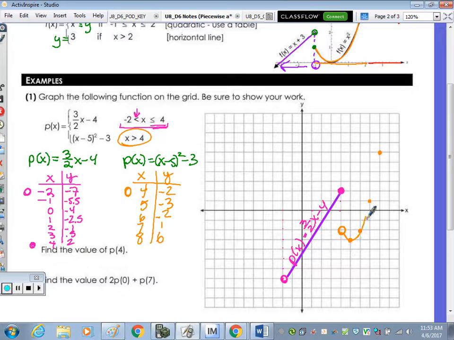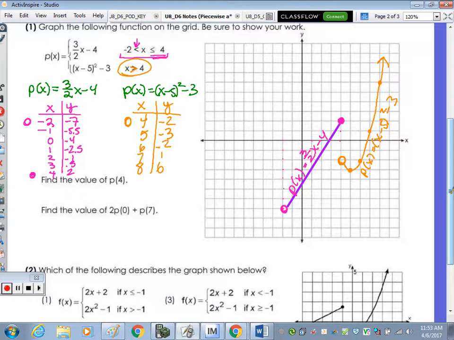So we're going to connect. We're also going to put an arrow, because it just said all values greater than 4. So it's not a dot at both ends. So here's p of x equals x minus 5 squared minus 3.